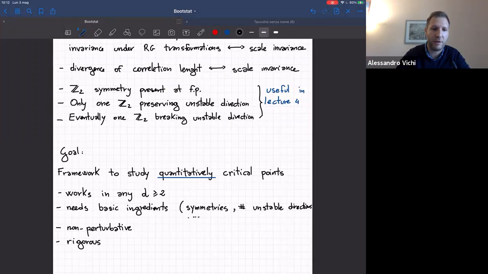And we also want this framework, this conformal bootstrap framework that we want to develop, to be flexible. So not only apply to two dimensions where we know there is additional structure, but be able to work in any dimension, hopefully integer at least, and we want to only rely on basic ingredients, for instance, the symmetries and the number of unstable directions, which will translate into the number of relevant operators in the RG sense. And we want it to not be based on a Lagrangian or a given Hamiltonian, and we want it to be rigorous, meaning that we want to be able to precisely state the interval of confidence or region that we will determine. We want this to be rigorous, not subject to statistical errors.